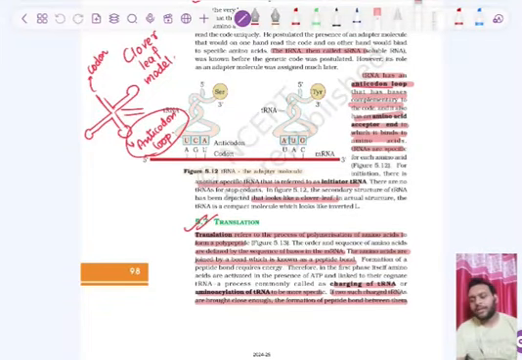Welcome to the fifth video module of the chapter Molecular Basis of Inheritance. In this video module, we shall be discussing translation and the lac operon.